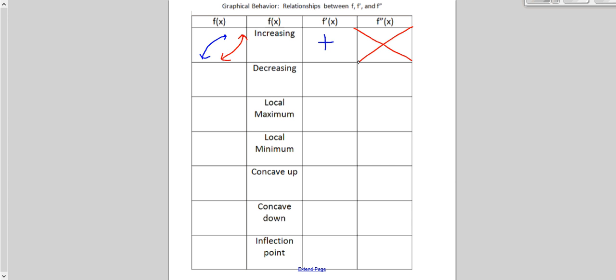Let's draw a function that's decreasing. So it could be decreasing and concave up. We don't know. It could be decreasing and concave down. We don't know. But what we do know, if it's decreasing, is that its slopes are negative. So the first derivative is negative. And since we don't know about the second derivative, we'll cross out that box.